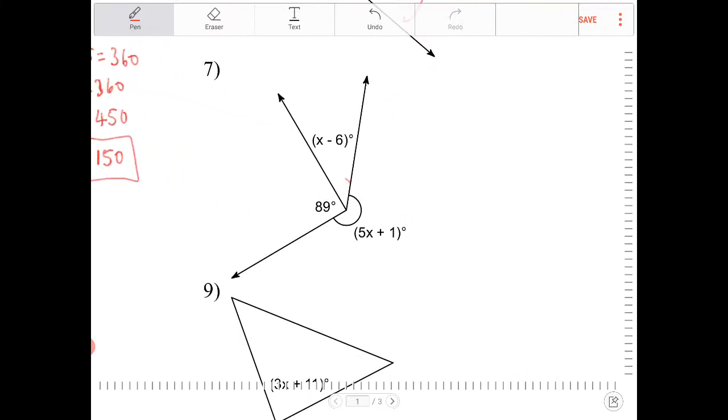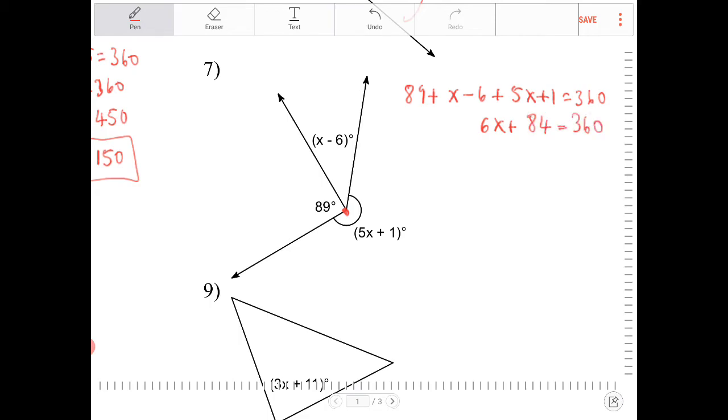Again, I have a situation where I have an explementary angle. The angles are stemming from a common vertex. So I have 89 plus x minus 6 plus 5x plus 1 will equal to 360. Again, I will combine like terms here. So x and 5x makes 6x. 89 minus 6, that will be 83. 83 plus 1 is 84.